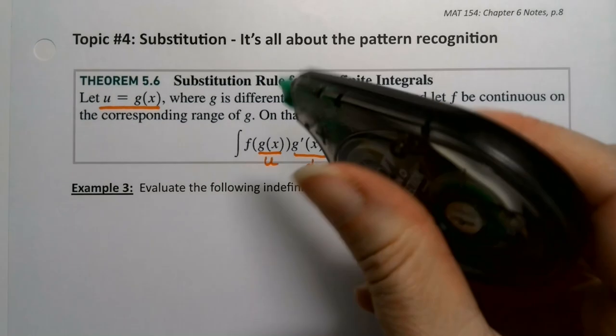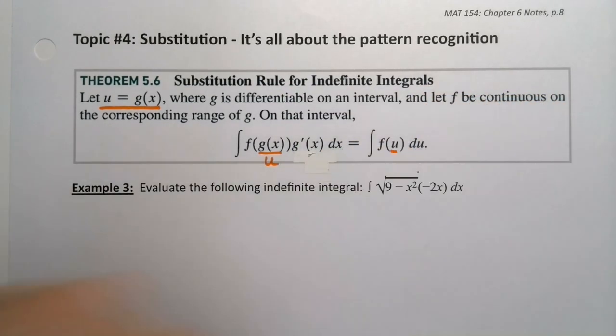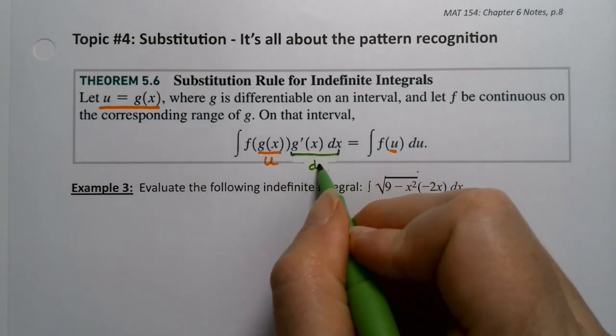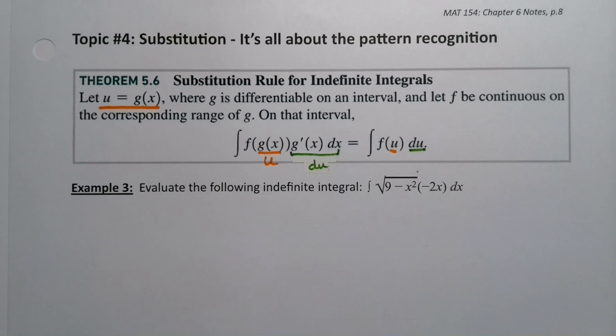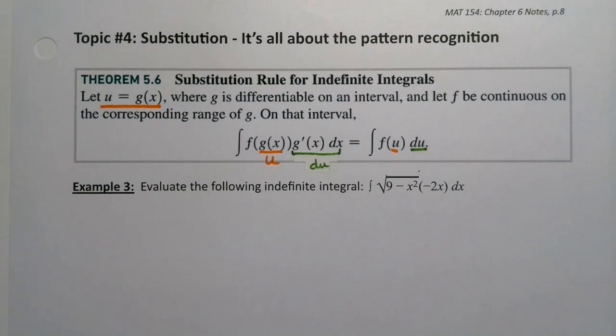Actually, let me just change my colors here just so you can see things a little bit more clearly. So if I make that orange, I'll make this green. Right? Okay, so you can use that U-substitution. Now, let's remind ourselves of how to do this.